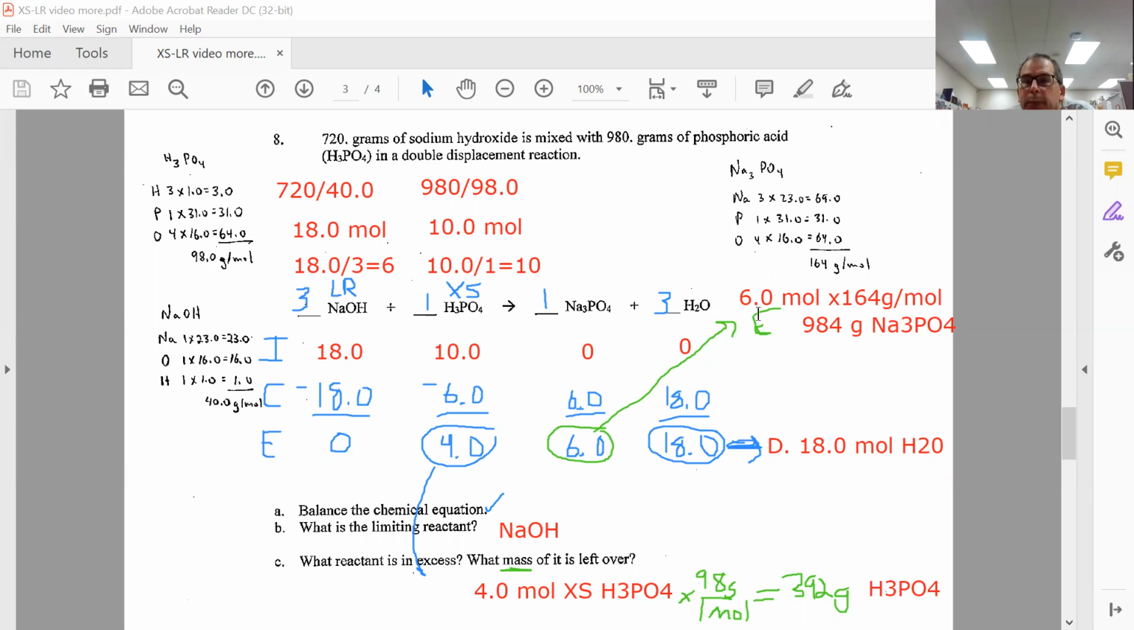This is a pretty long, tedious problem, especially the molar masses. I think if you're given the molar masses, it takes less time to do these, but this kind of has an everything problem. Notice the use of the icebox to kind of monitor and keep things in a reasonable amount of time and space. All right, hope that helps. Thanks for watching.